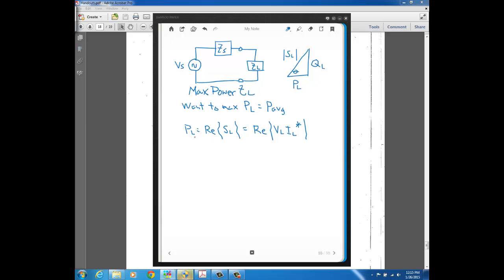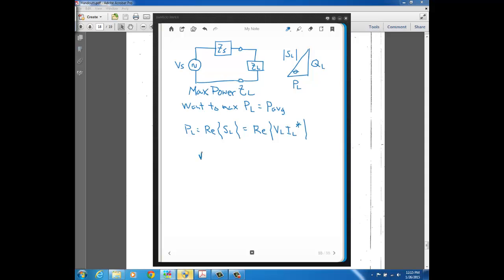And I wrote here that that maximum or that average power is equal to the real part of the apparent power, of your complex power, right? Because it's the adjacent side of this right triangle. And we also know from previous discussion that complex power is just voltage times complex conjugate of current. So what we're going to do is come up with expressions for VL and IL that are in terms of these impedances, and then we'll continue on to see what the answer to this question is. What value does ZL have to be to get maximum power to ZL?